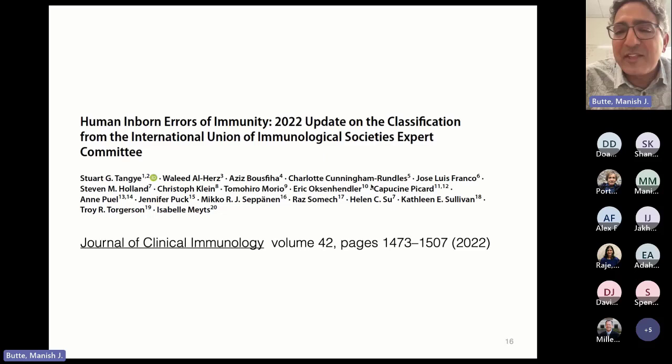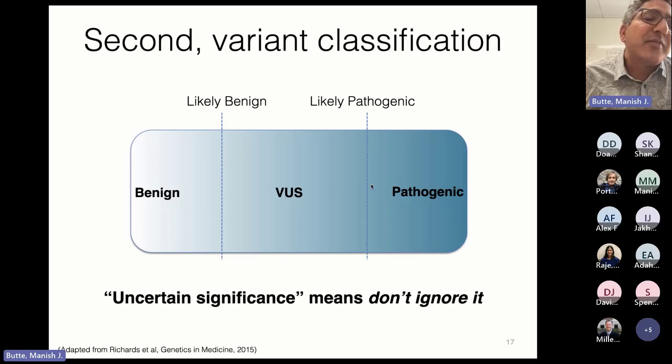The second thing you need to do as you work up variants of unknown significance is to classify them. Many times the reports will come back saying that this is a known pathogenic variant, a known benign variant, or something in between. Uncertain significance variants don't mean to ignore it. It just means that we don't know what the variant does biochemically, and we need to. You're going to need to help figure that out as you work up patients.